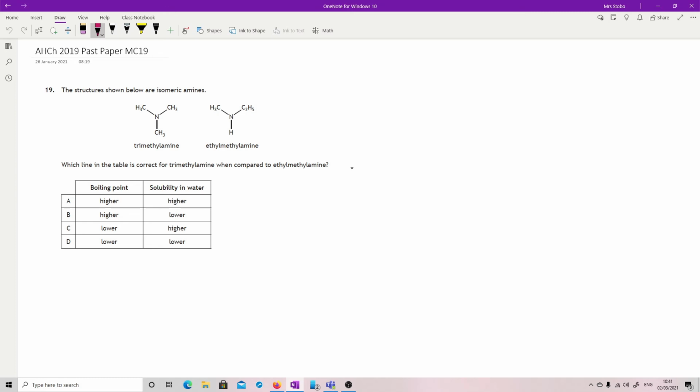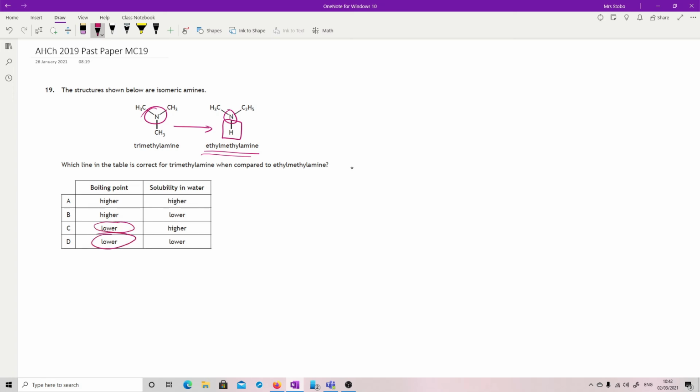Question 19, we have isomeric amines, trimethylamine and ethylmethylamine. Which line in the table is correct for trimethylamine when compared to ethylmethylamine? So the difference is that this is a tertiary amine and this is a secondary, which means that, most importantly for their physical properties, it is the hydrogen bonding. So our trimethylamine has less hydrogen bonding, so it's going to have a lower boiling point compared to ethylmethylamine.